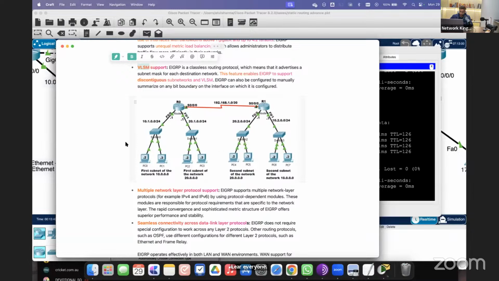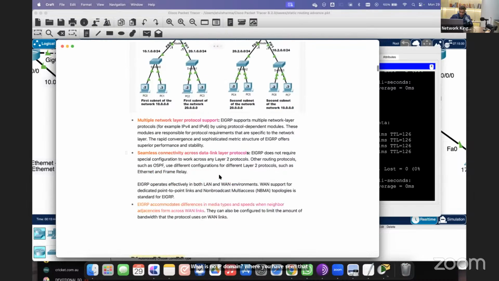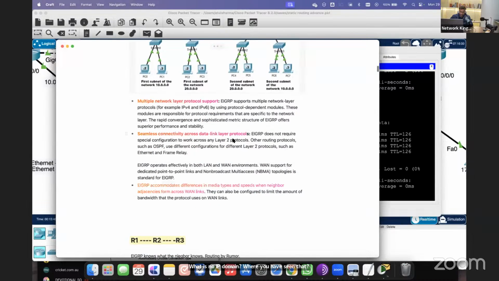What is no IP domain? Where have you seen that? Okay, so seamless connectivity. Okay, what was that?